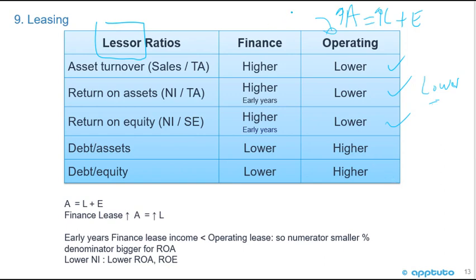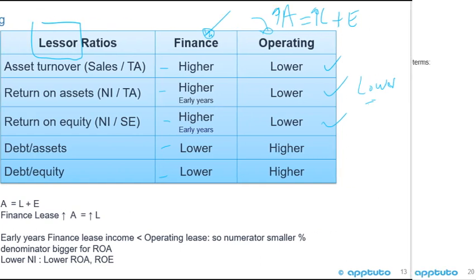So remember, if it's a finance lease, I don't have the asset on my books, okay? And so it's the opposite. I'm going to have the higher asset turnover, and I'm going to have the higher return on assets in the early years, the higher ROE, lower debt to assets, lower debt to equity.